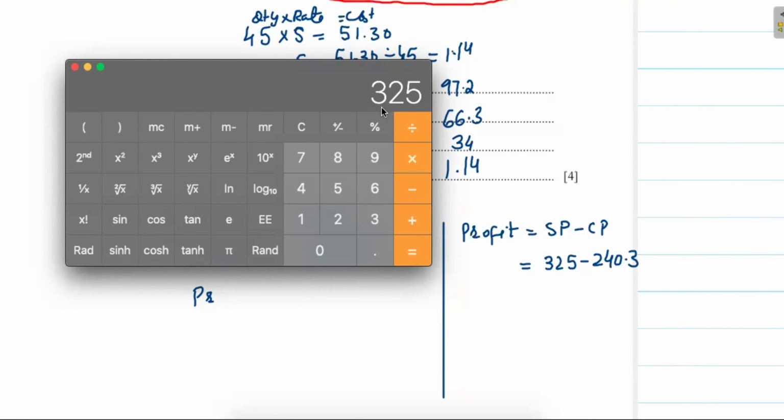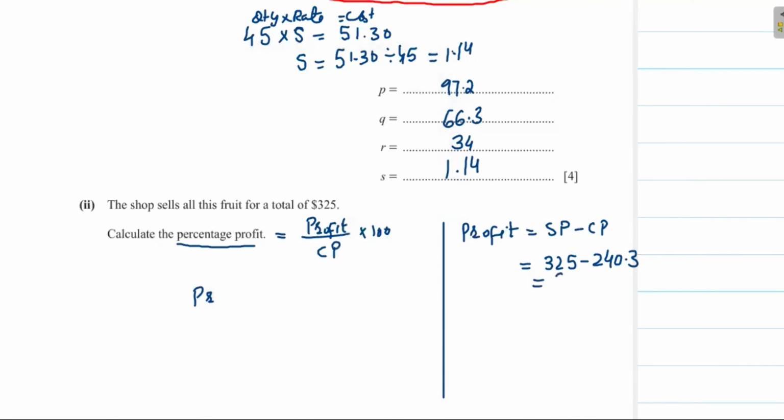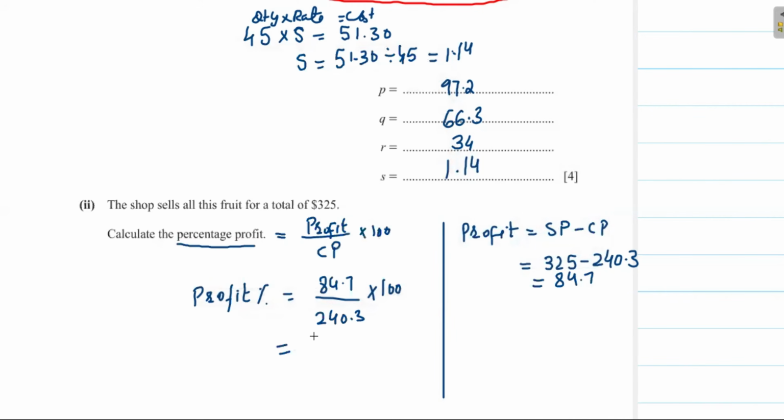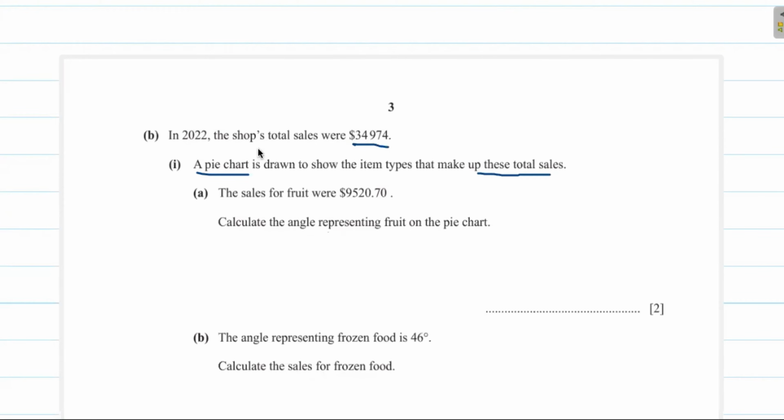240.3. Now we write 325 minus 240.3. The answer is 84.7. Profit percent will be equal to, profit is 84.7 and the cost price is 240.3, multiplied by 100. The answer is 35.24. And we write the 3SF value, that's 35.2. 35.2% is the answer.